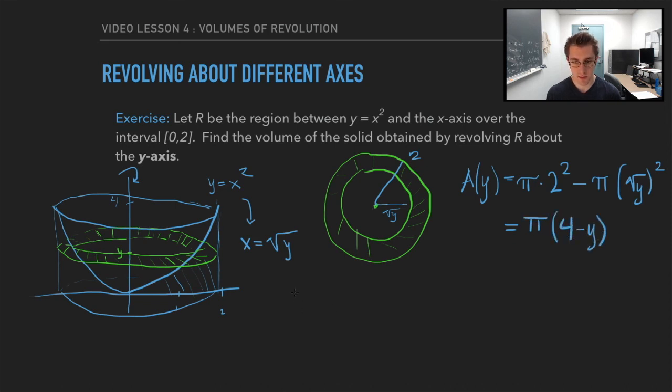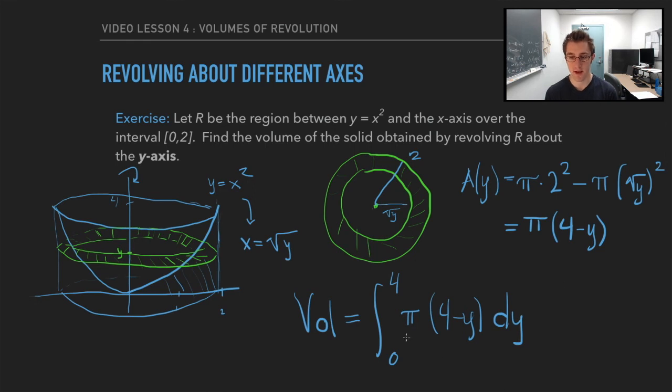And so we find that the volume is given by this integral. We're integrating not from 0 to 2. This is misleading. We're integrating along the y-axis, and this solid extends from y equals 0 to y equals 4. So we have the integral from 0 to 4 of pi times 4 minus y dy. And okay, so you can evaluate this integral on your own and you find the volume.